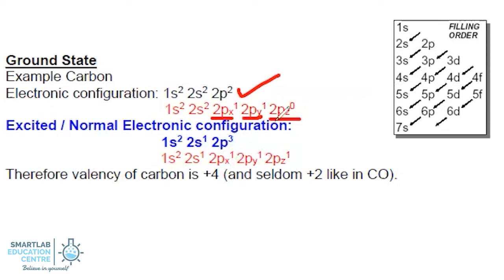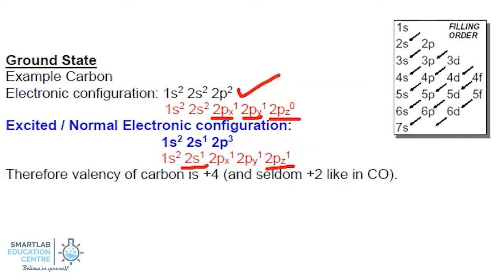Also bear in mind that certain atoms, when they are heated, could undergo excitation, and some of the electrons could hop. So in the case of carbon, if it's excited, one of the electrons from the 2s subshell will migrate to the 2p, and therefore in this case you end up with 2s1, 2p3. And in terms of breakdown, it will be 2px1, 2py1, and 2pz1.